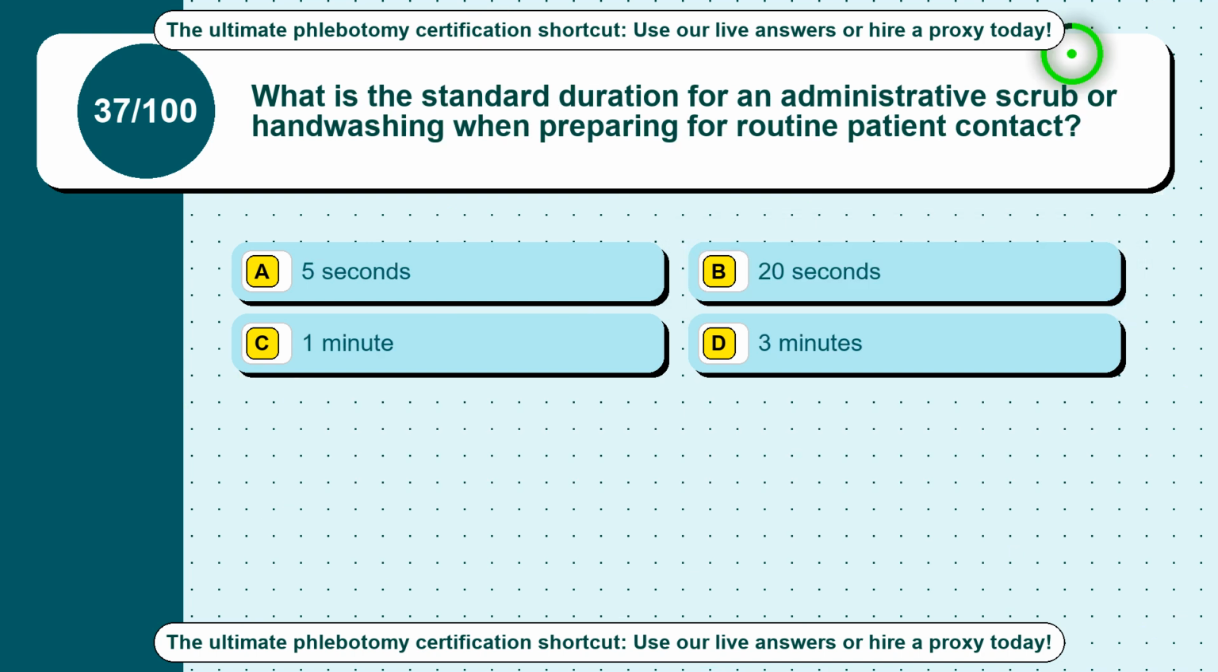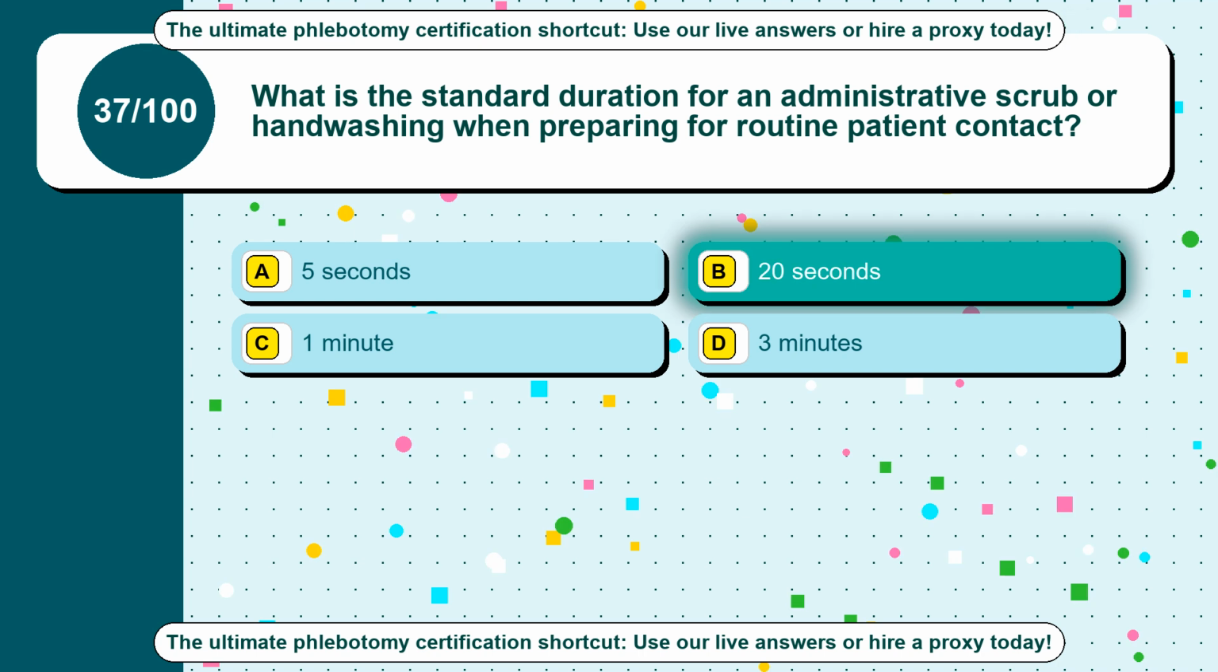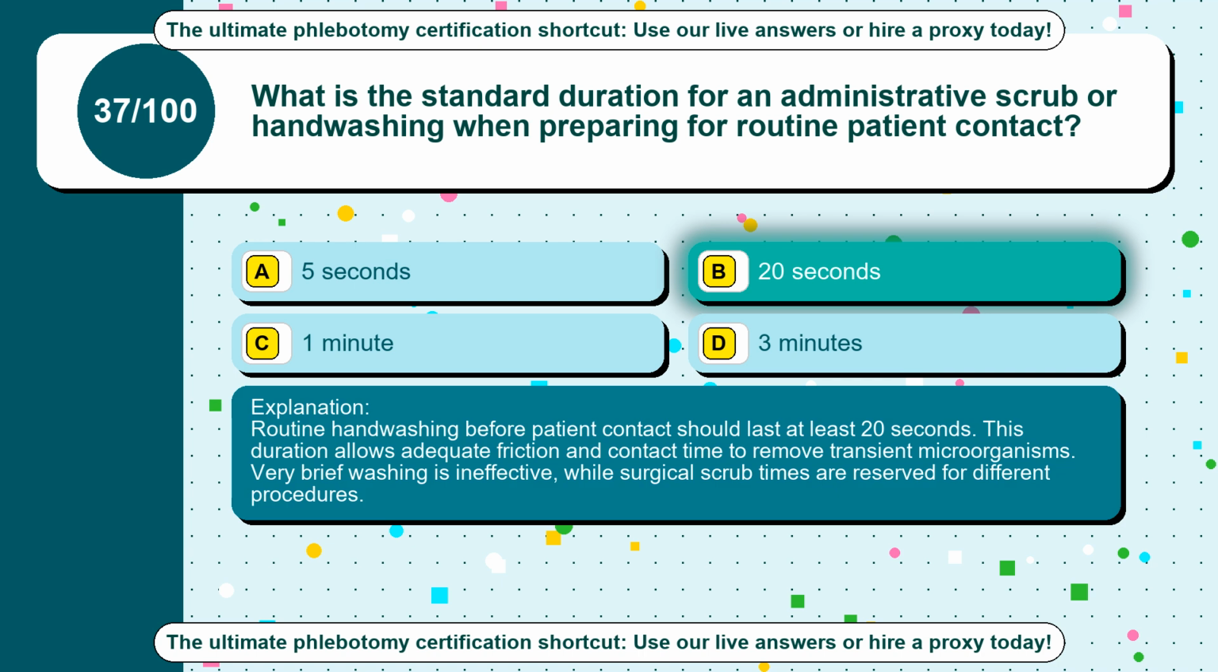Question 37. What is the standard duration for an administrative scrub or hand washing when preparing for routine patient contact? Option A, 5 seconds. Option B, 20 seconds. Option C, 1 minute. Option D, 3 minutes. The correct answer is Option B, 20 seconds. Routine hand washing before patient contact should last at least 20 seconds. This duration allows adequate friction and contact time to remove transient microorganisms. Very brief washing is ineffective, while surgical scrub times are reserved for different procedures.